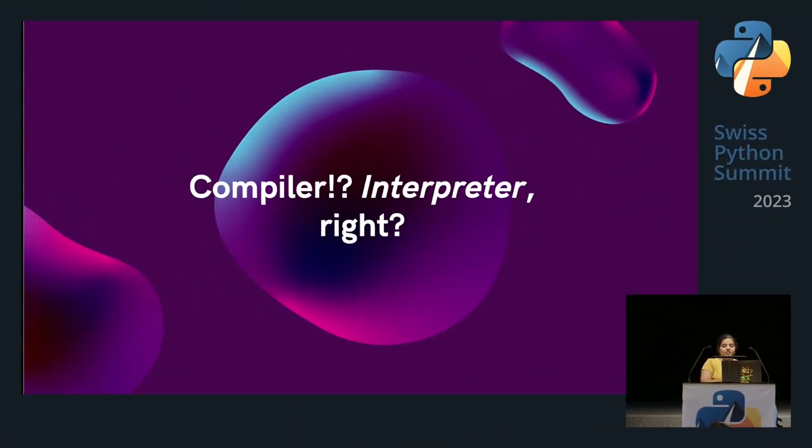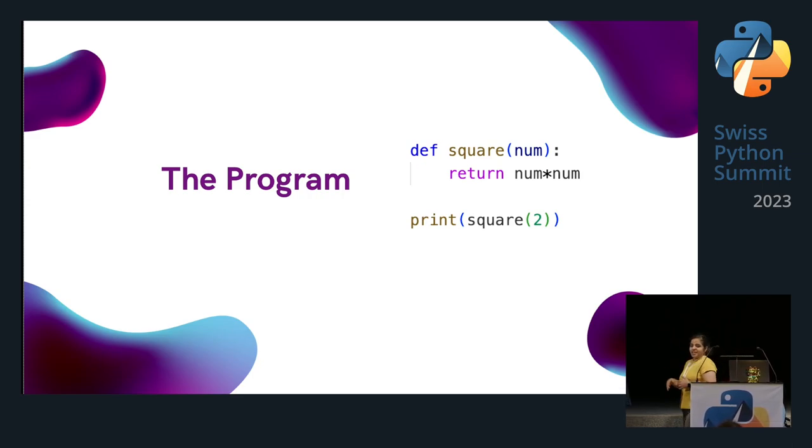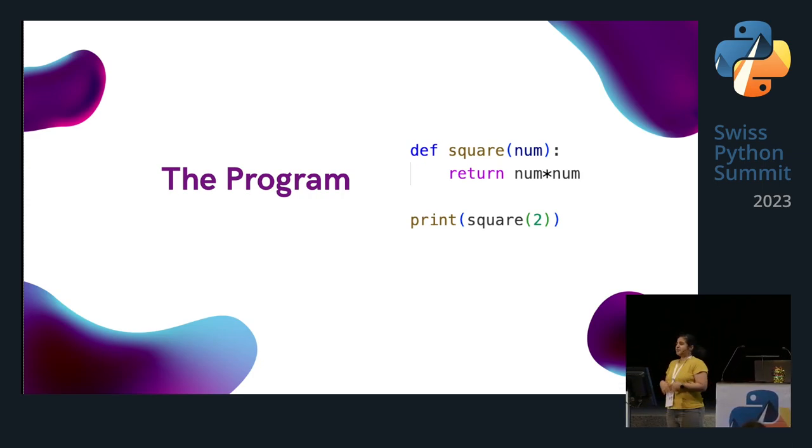OK, we're going to talk about the program that I'm going to use today as an example. It is the most complicated program you've seen all day. You're going to take a number, square it, and print the output. And that's complicated.